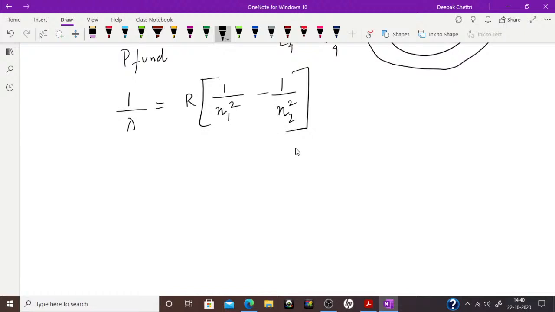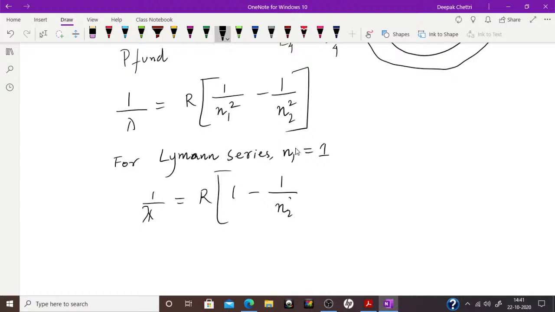Now if you want to apply it for Lyman, then your n1 will be 1, because this is where the electron will drop. For the Lyman series, n1 is 1. Why? Because this is where the electron should drop, it should drop to 1, right? So 1 by lambda will be R. R is a constant called the Rydberg constant, I will explain. And n2 can be any value. n2 has to start from 2 and it goes on and on, right?